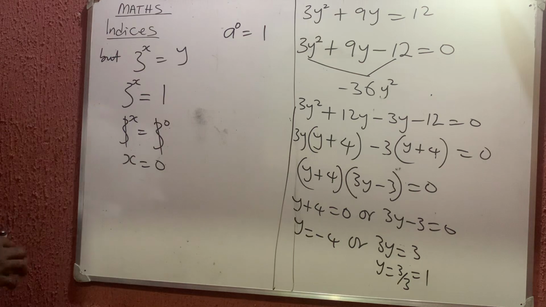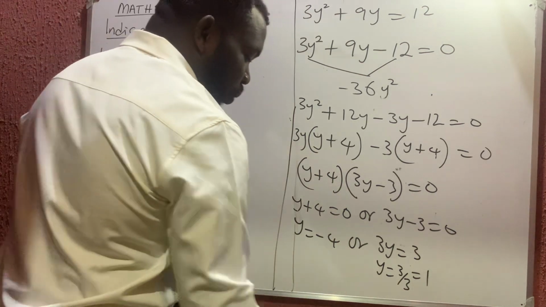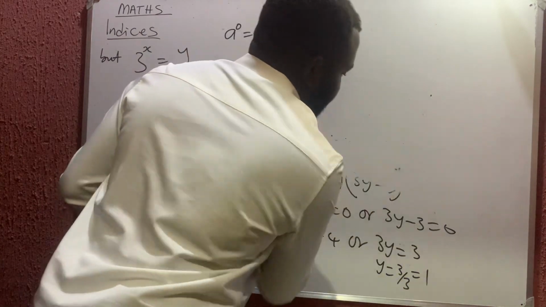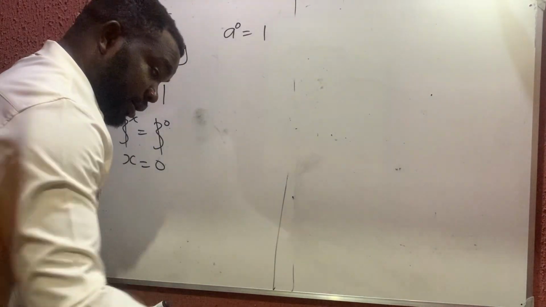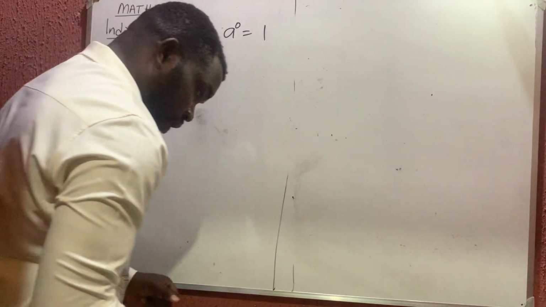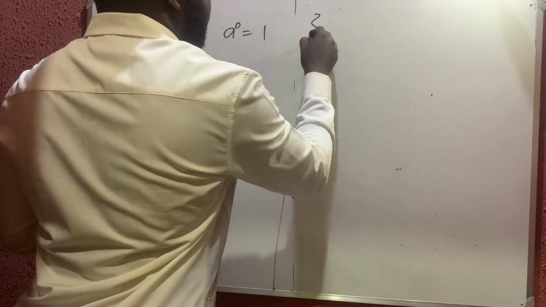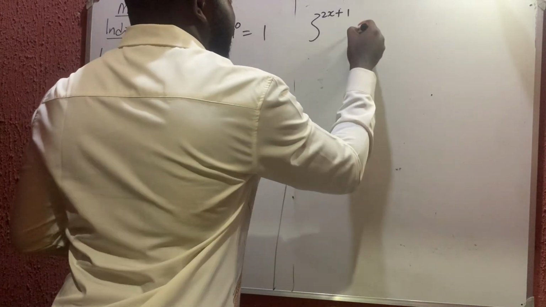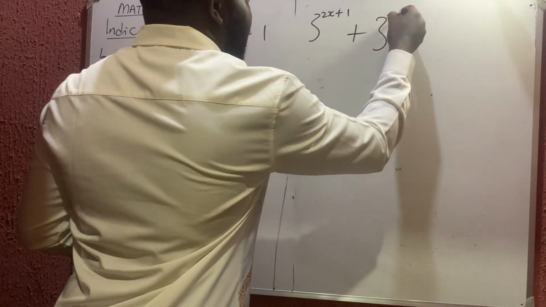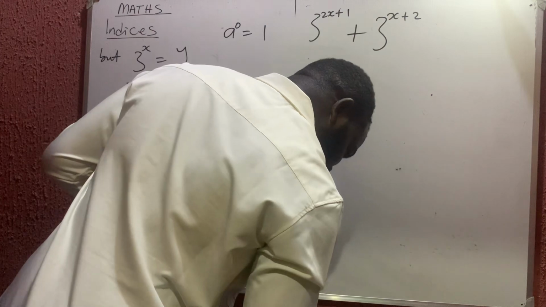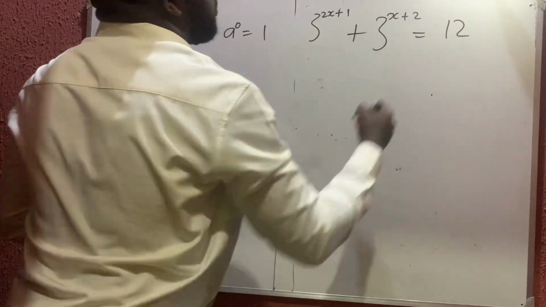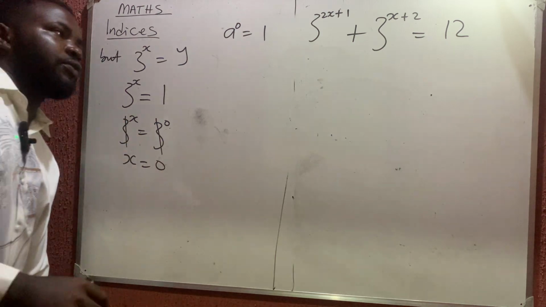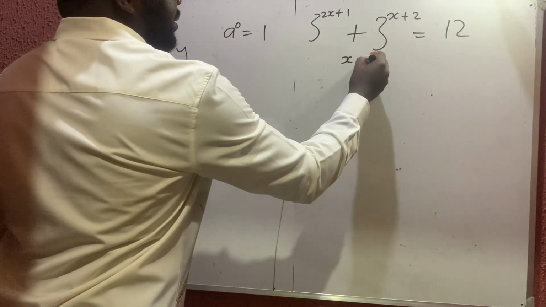So if this takes care of this, we now finally conclude that our x is equal to what? 0. Okay? Since we have gotten our x is equal to 0, we can check if the result is correct. So how do we check? From the question, it said that 3 raised to power 2x plus 3 raised to power 2x plus 1, okay, plus 3 raised to power x plus 2 is equal to 12. Okay? So let us put in our x to be 0 to see if we are going to get that 12.